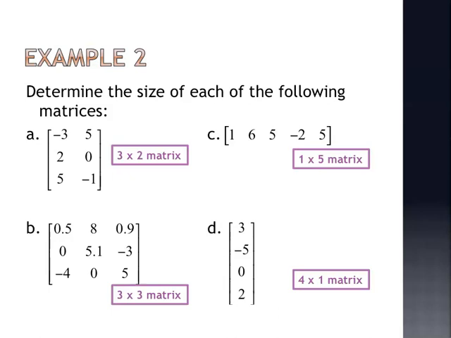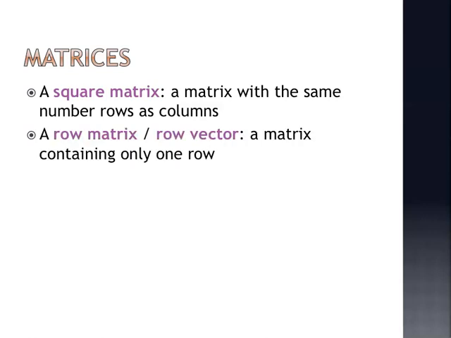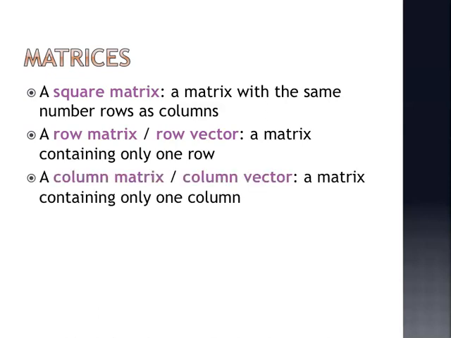Now there are a couple of particular types of matrices that have specific names because of the number of rows and columns that they have. So the first one is a square matrix. This is a matrix that has the same number of rows as it does columns. The second is a row matrix. It's also called a row vector. This is a matrix containing only 1 row. And similarly, we have what's called a column matrix, also known as a column vector, and that is a matrix containing only 1 column.